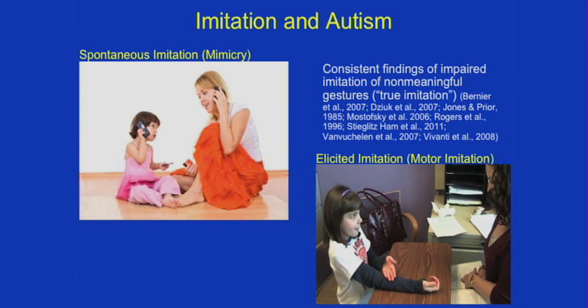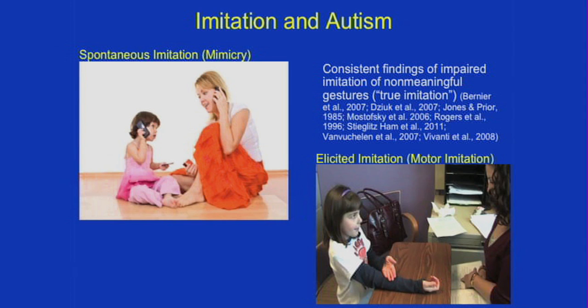But just generally, I want to talk about the fact that imitation has been examined, looking at spontaneous imitation, looking at mimicry and emulation. Do children with autism actually just generally copy the actions of other people when performed spontaneously? But what I'm going to focus on, and what certainly some work here has focused on, is examination of elicited imitation, otherwise referred to as motor imitation, where you're really asking children to imitate a very specific action.